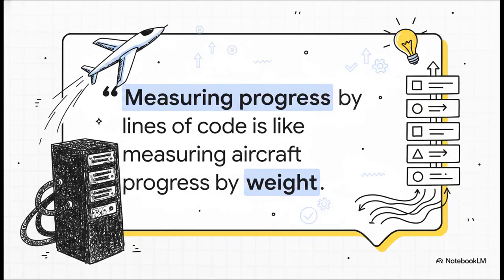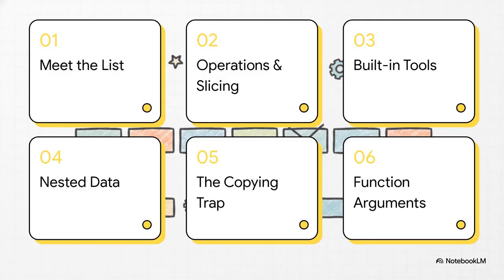I absolutely love this Bill Gates quote because it perfectly captures exactly why we need powerful, efficient tools like lists, right? We don't want to write heavy, clunky, repetitive code. We want to write lighter, smarter code that gets the job done elegantly, and lists are going to help us do exactly that. All right, so here's our roadmap.